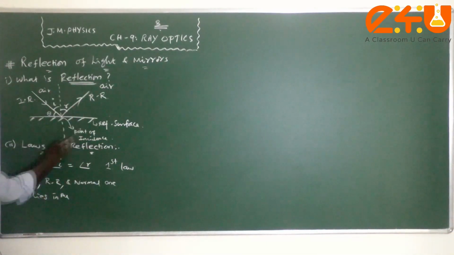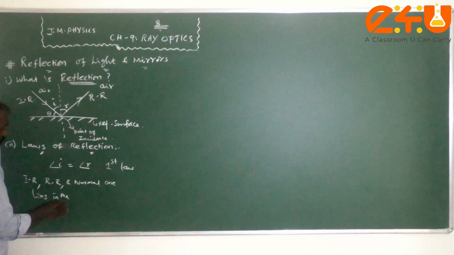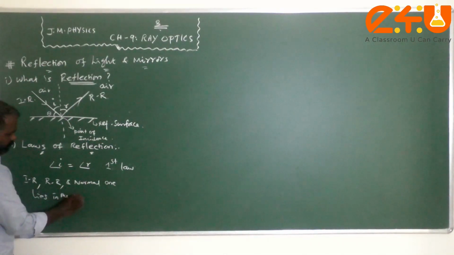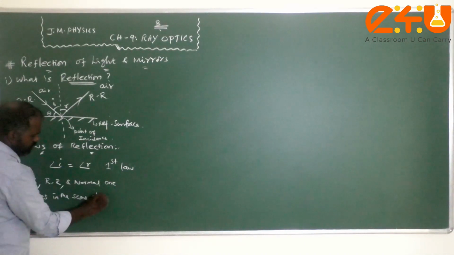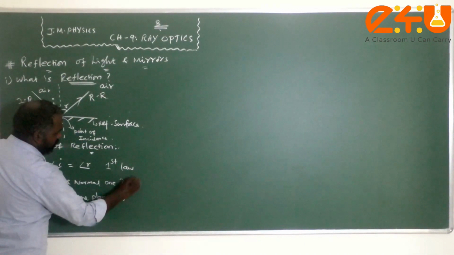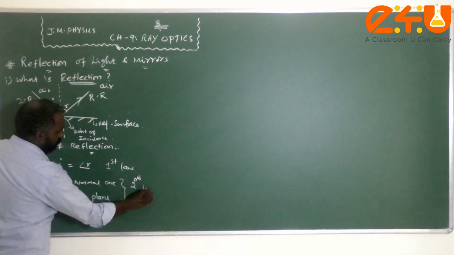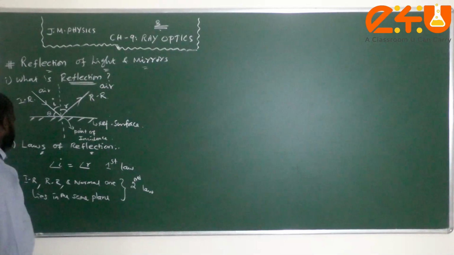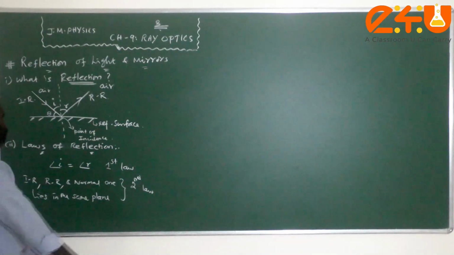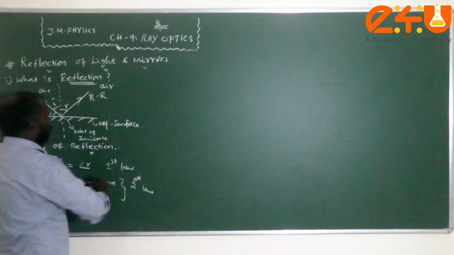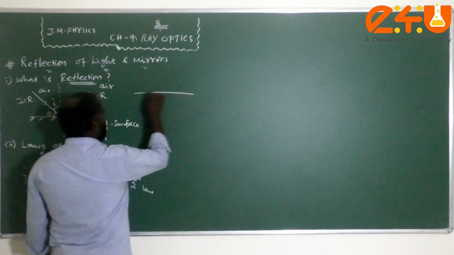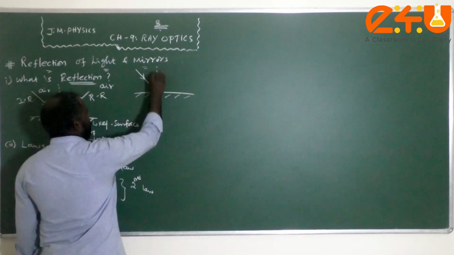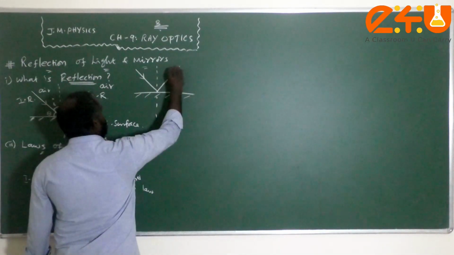That means here it is lying on the plane of the board, or we can assume like that. So therefore it lies in the same plane. This is the second law for reflection of light. And one more piece of information: here you can see this is the reflecting surface, the incident ray, the normal, and this will be the reflected ray.